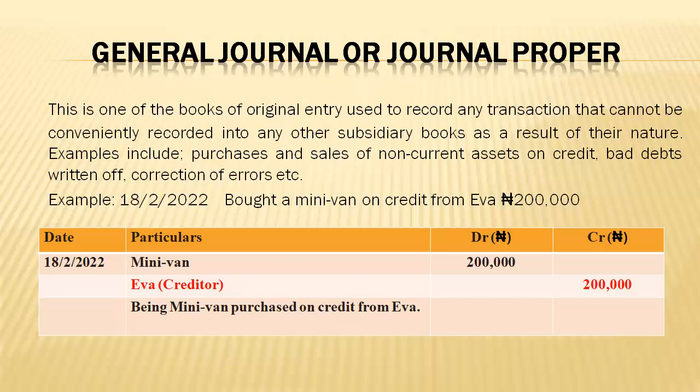So let's look at this example. On the 18th of February 2022, bought a minivan on credit from Eva. Now, don't forget, we are buying a minivan. When you buy a minivan, you debit the minivan account because the account is receiving the van. So you debit the asset account, which is called the minivan account. Eva is the one giving out. So what do we do? We credit Eva's account because Eva is a creditor. We'll call them accounts payable. Then the narration is being motor van purchased on credit from Eva.